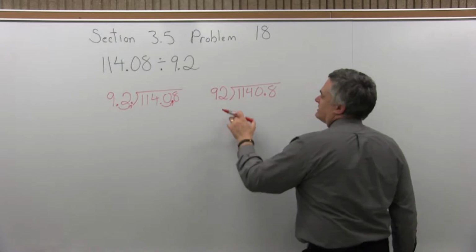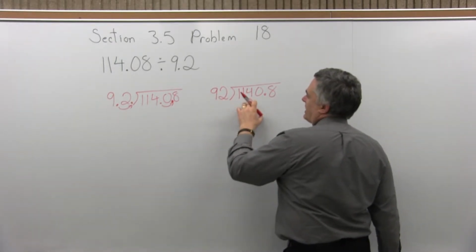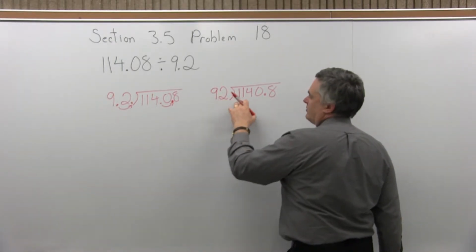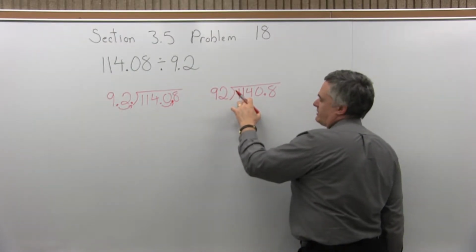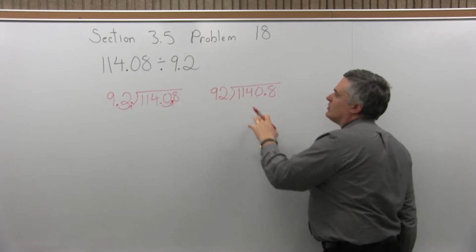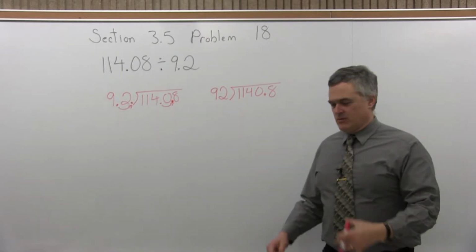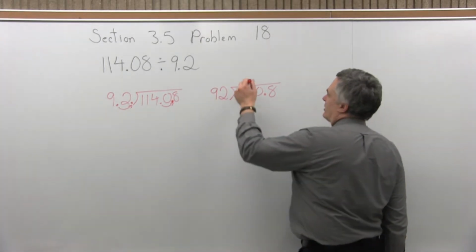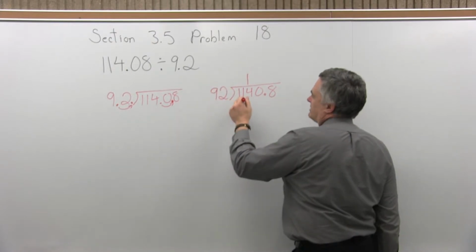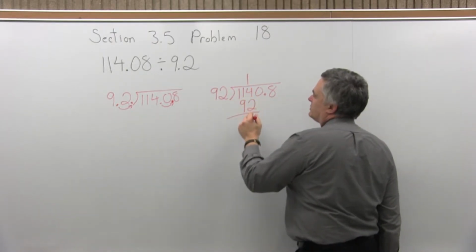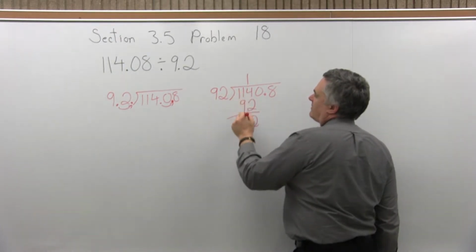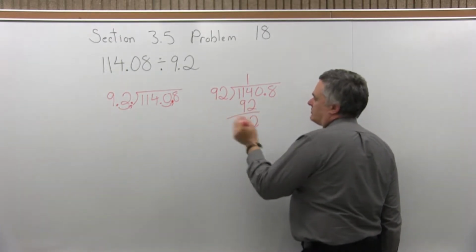Now I can go ahead and start to divide. And I'm going to have to divide into the 114. 92 won't divide into 1. 92 is too big. 92 won't divide into 11. 92 is too big. 92 will divide into 114. The 114 is big enough. It'll only go in once. So 1 times 92 is 92. Now I can subtract. 4 minus 2 is 2. 11 minus 9 is also 2.